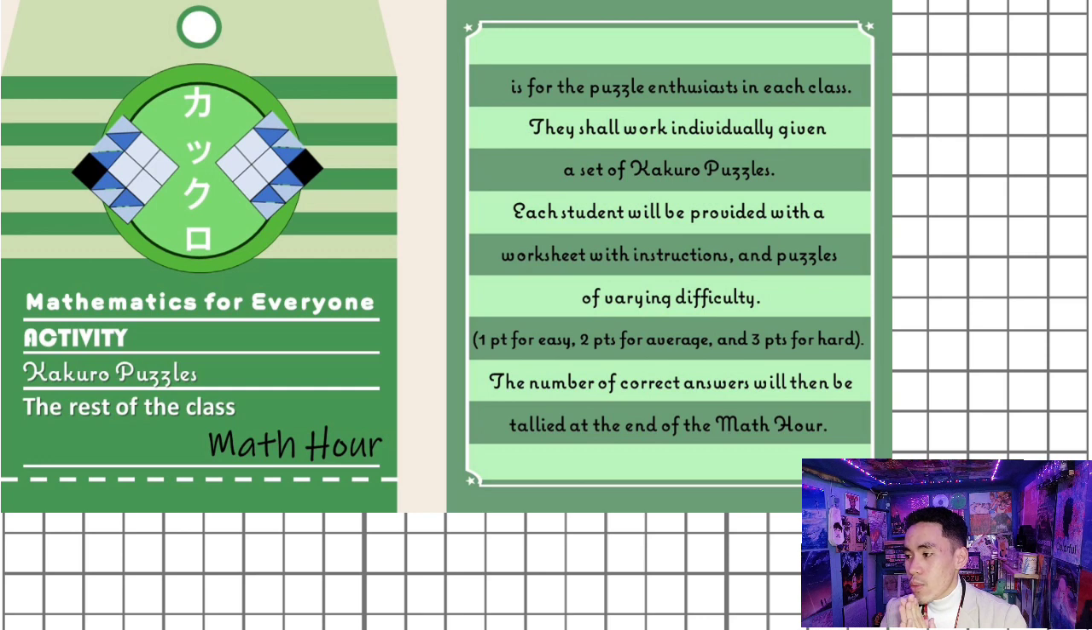The Kakuro puzzles will be provided to the students through a worksheet, and then it varies with difficulty, and there are instructions on how to play them. So there will be 3 levels: easy, average, and hard. 1 point for easy, 2 points for average, 3 points for hard, and of course the number of correct answers will then be tallied at the end of the math hour.